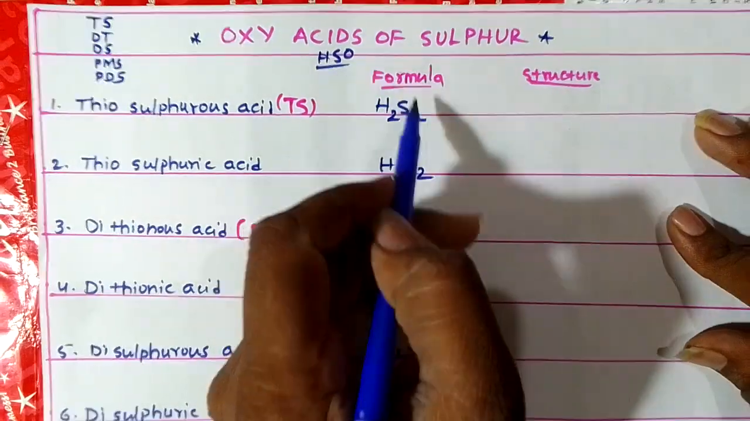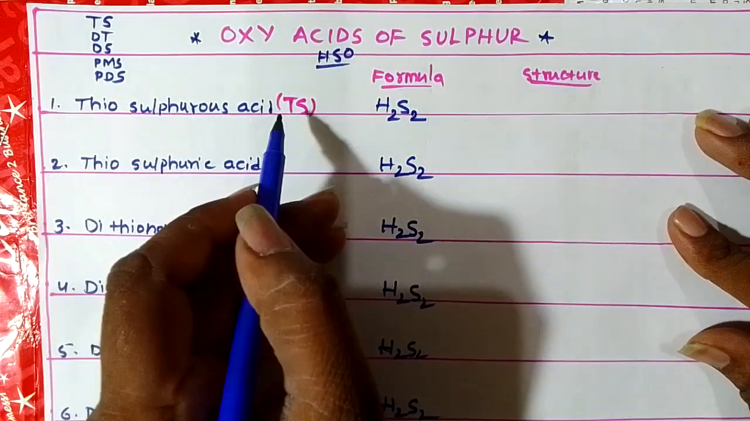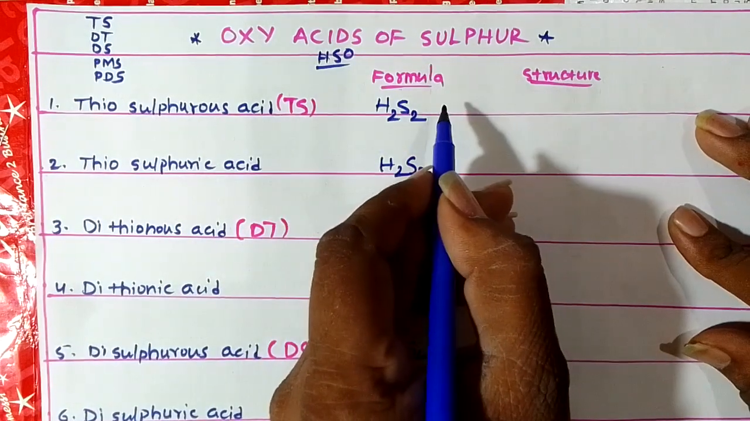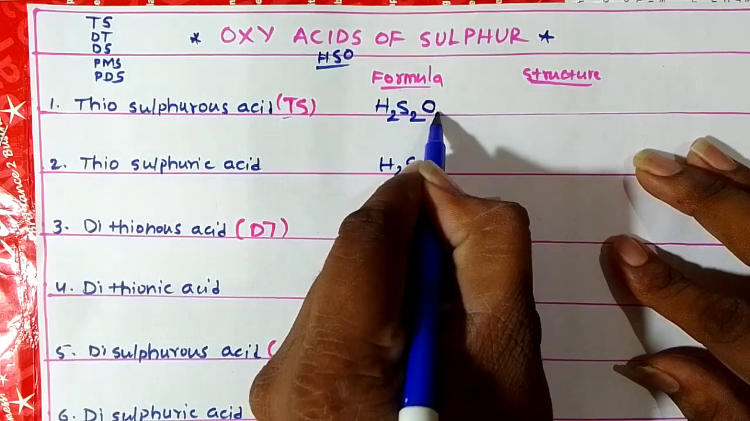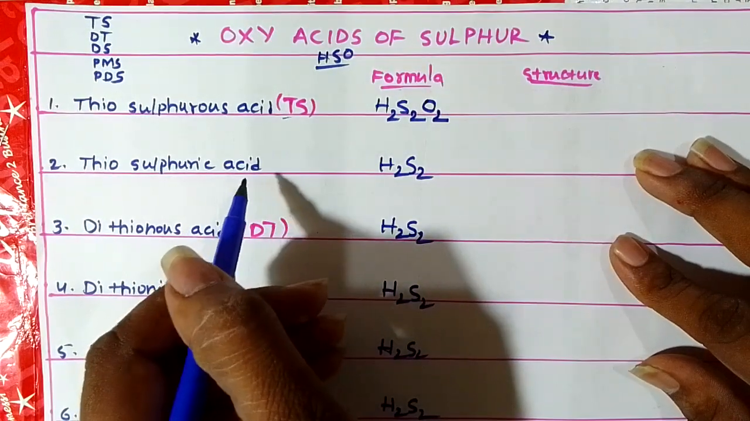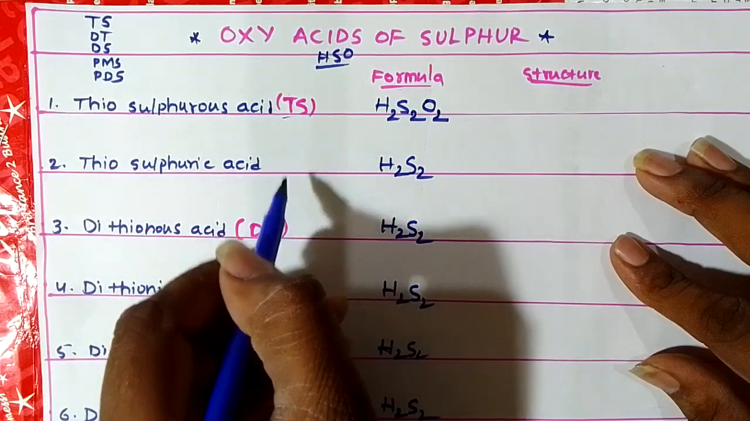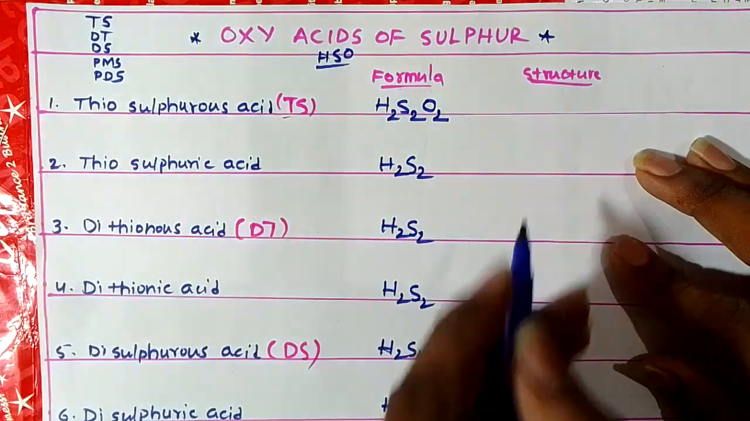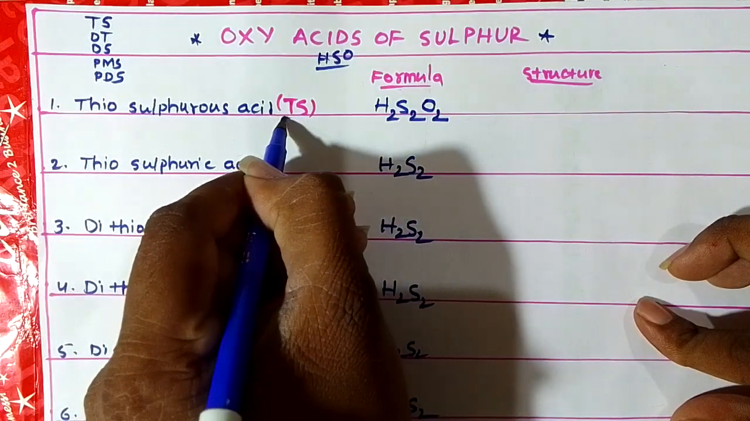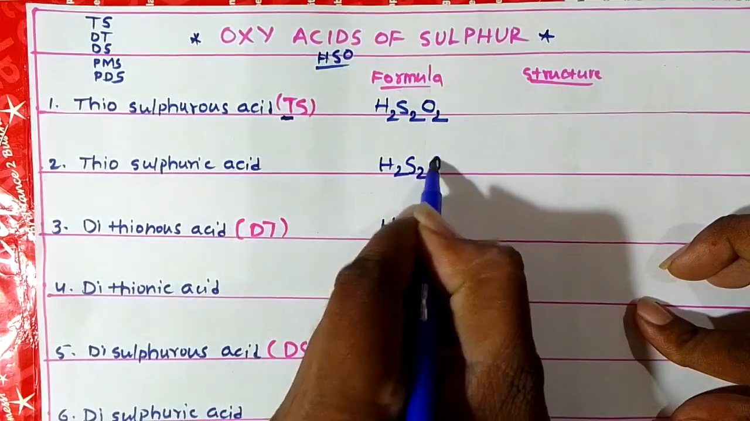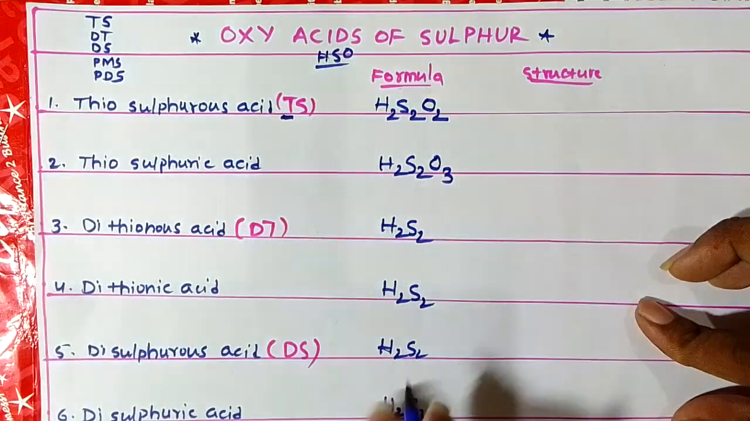Now coming to write oxygen atoms. Thiosulfurous acid, in shortcut TS. Let us imagine T means 2, that means 2 oxygen atoms. Now coming to thiosulfuric acid. Already you know that ic acid always contains more oxygen atoms compared to us acid. So in this case, let us imagine T means 3, that's why 3 oxygen atoms. So in us acid, T is 2. In ic acid, T means 3.